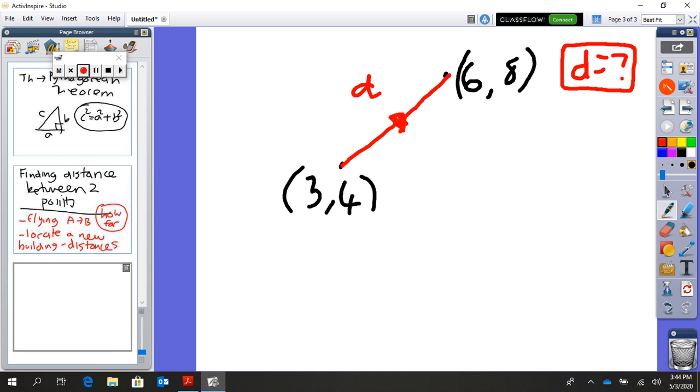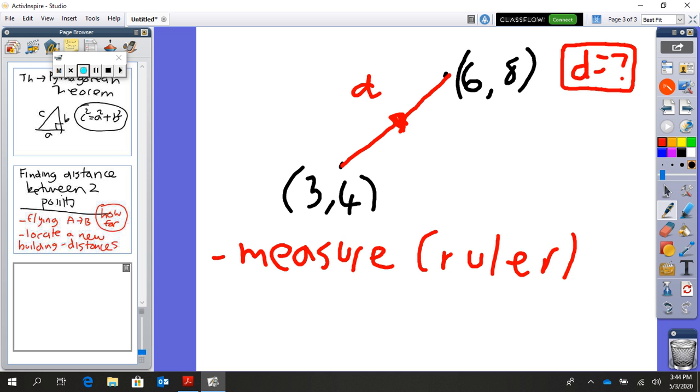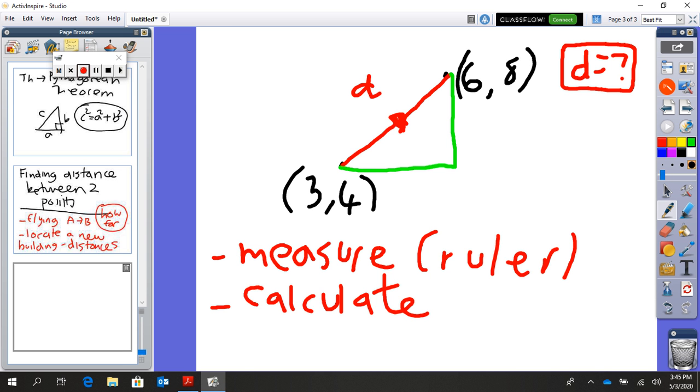Well, one way you could do this is to measure it using a ruler, but we're going to calculate. And how do we do this? This is very easy. What we're going to do is we're going to draw a right angle triangle.